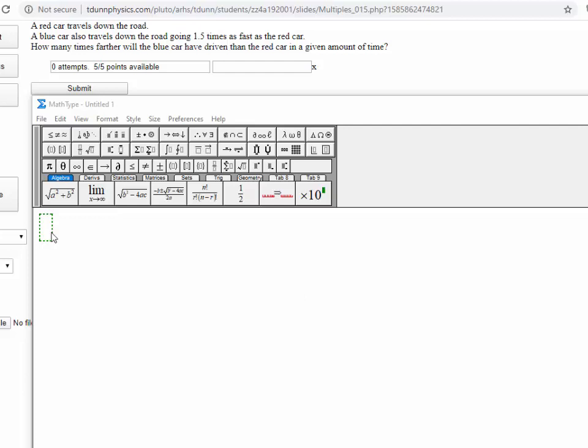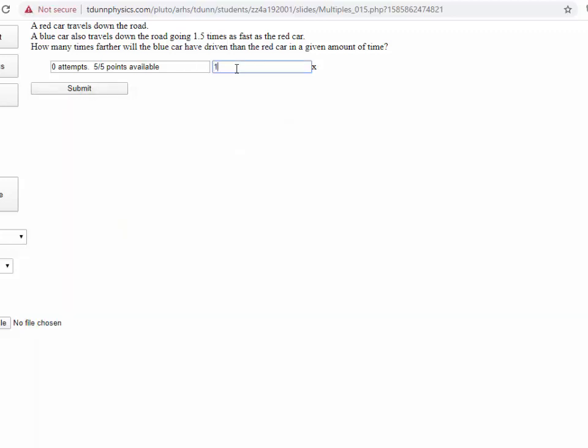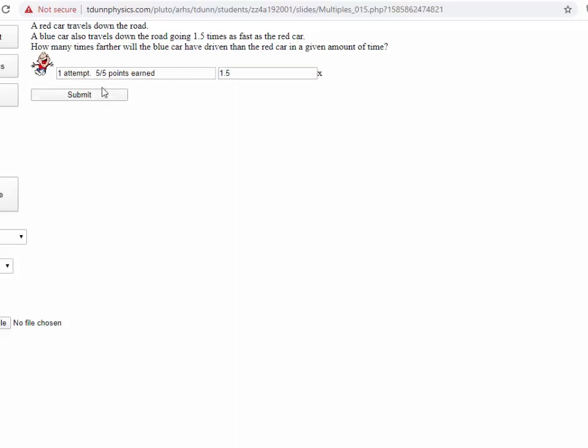It looks like I just threw in another linear problem for you. How many times farther? Distance equals velocity times time. The blue car travels 1.5 times the speed. What I do to one side, I must do to the other. 1.5 times the velocity. 1.5. There you go. Wanted to make sure you didn't forget how to do the easy ones.